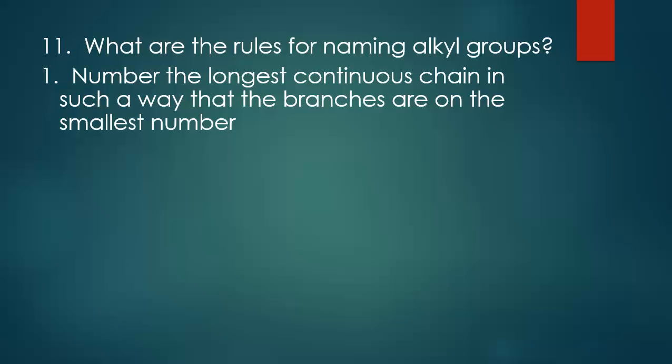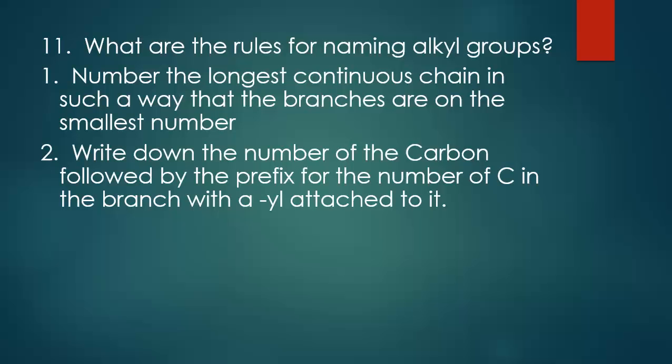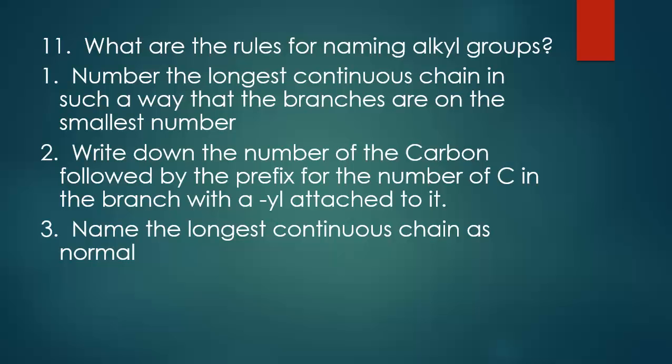Number the longest continuous chain in such a way that the branches are on the smallest number. Write down the number of the carbon followed by the prefix for the number of carbons in the branch with an "-yl" attached to it. Name the longest continuous chain as normal.